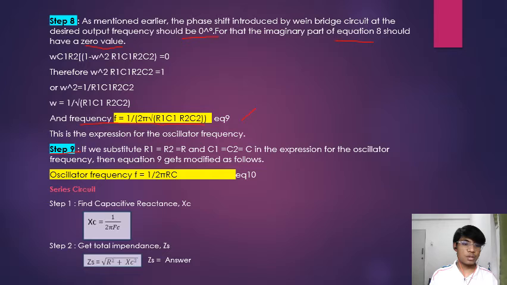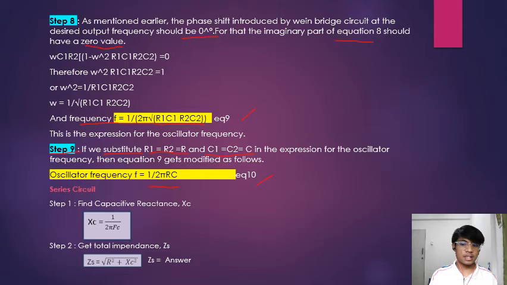If we substitute and consider the value R1 equal to R2 equal to R, and C1 equal to C2 equal to C in the expression for the oscillator frequency, then equation 9 gets modified as the following equation, which is equation 10, and the latest oscillator frequency equation, which is 1 over 2 pi RC.